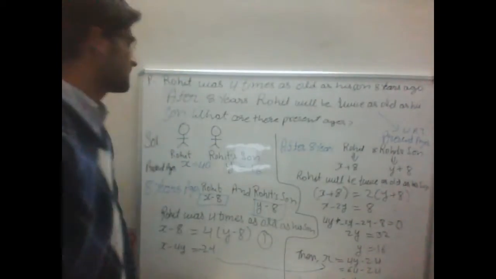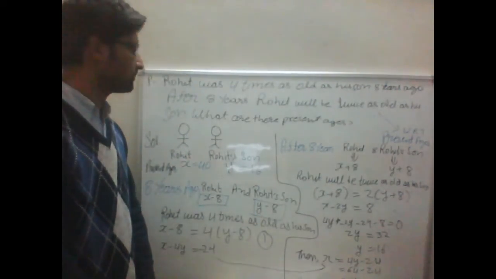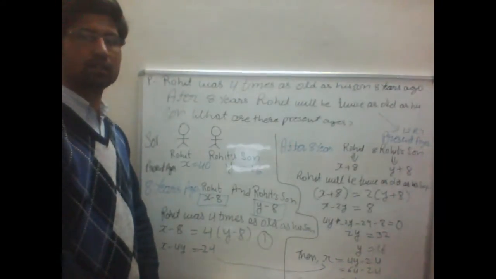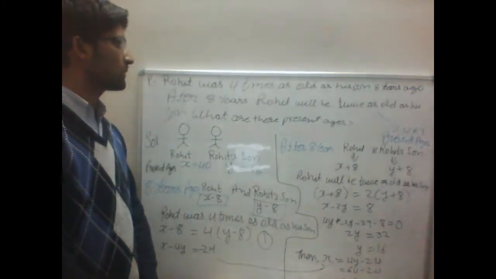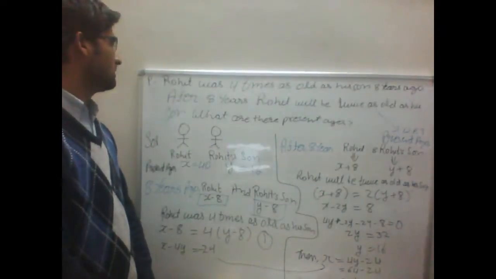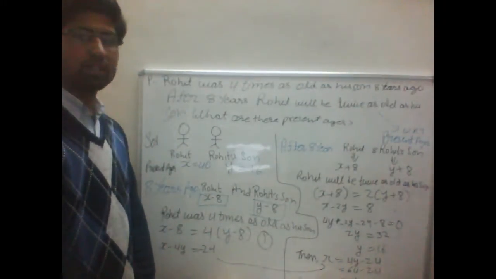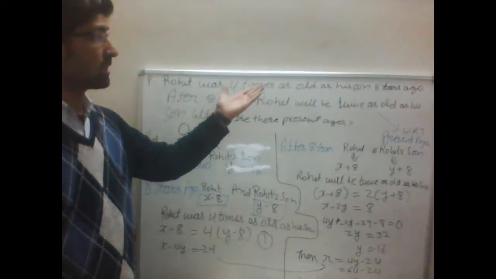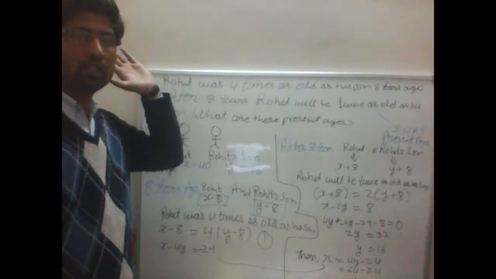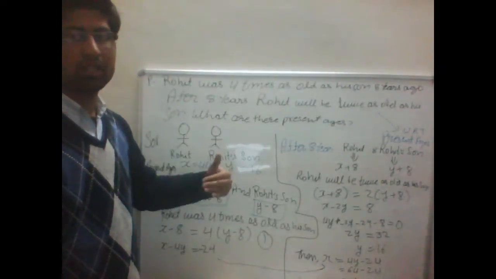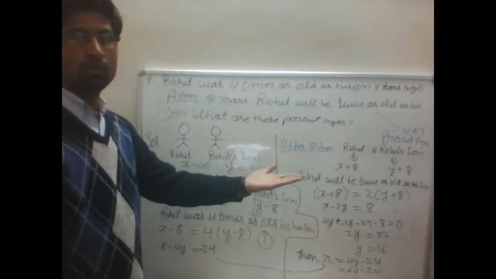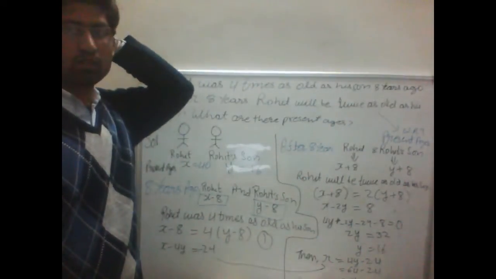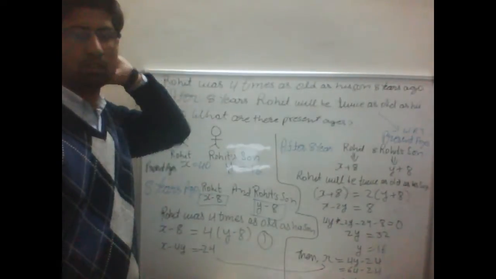Now let us move towards one more question. Rohit was 4 times as old as his son 8 years ago. After 8 years, Rohit will be twice as old as his son. What are their ages? Now the thing which can confuse us here is that in the very first line the question is asking about 8 years ago. In the very next line it's asking about 8 years later. So this 8 years later is with reference to that 8 years ago, that we have first set in the time machine.